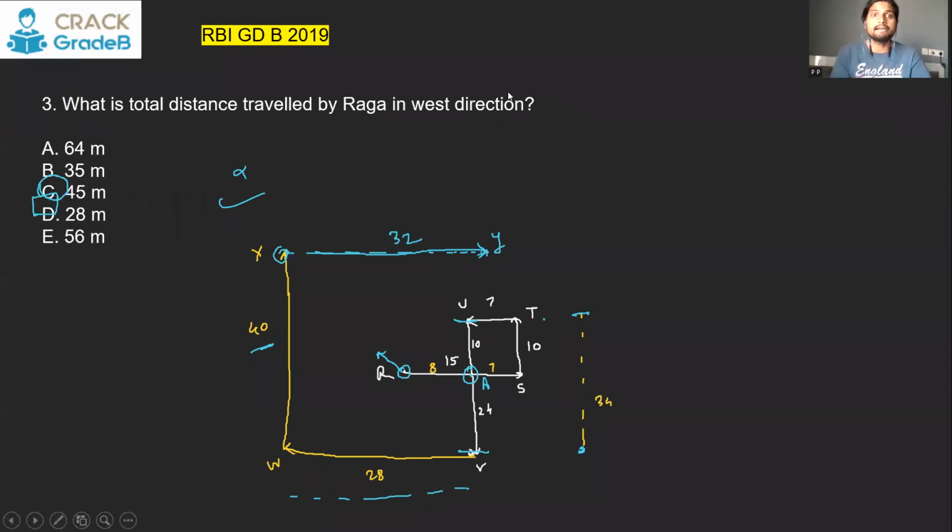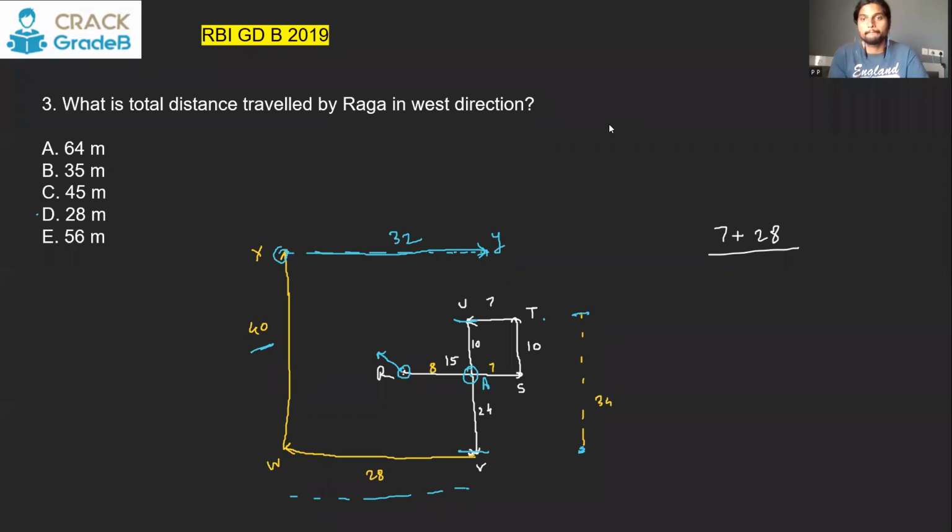What is the total distance traveled by Raga in the west direction? So west means you just have to see on the left for us. So first she went like this, then she went like this. So these 7 are in the west direction. Plus then she goes down, then again she goes 28. So that 28 will also be in the west direction. So total distance traveled in the west direction will be 7 plus 28. That is 35. So the answer here is going to be 35 for this question.